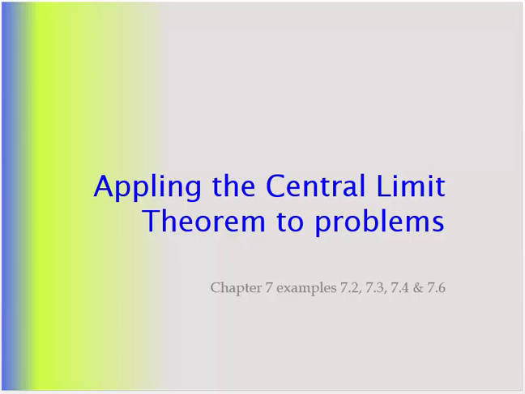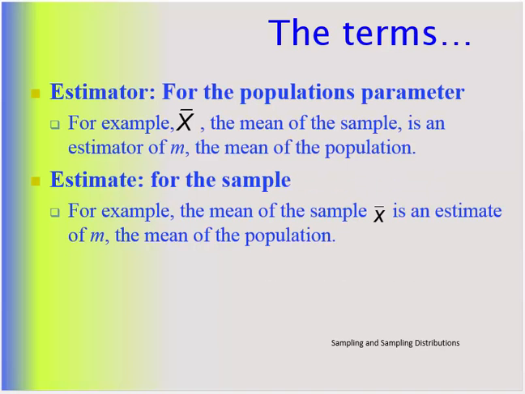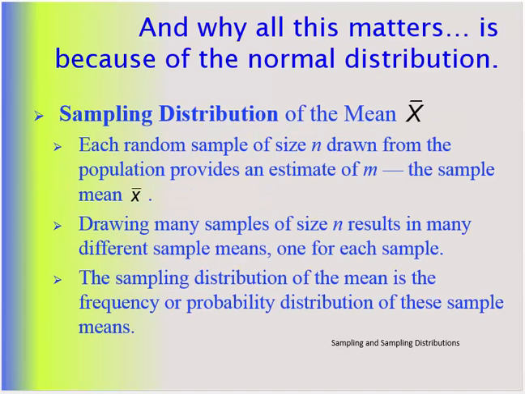So the first thing we have to talk about is the terms that we have to use for all of this. Just like anything, you have to learn the language. The first thing you've got to understand is that in most cases we're going to be using X bar. That's the mean of the sample that we're talking about. It's the estimator of the entire population. And then we're also going to be working with the sample error, or the standard error as we call it.